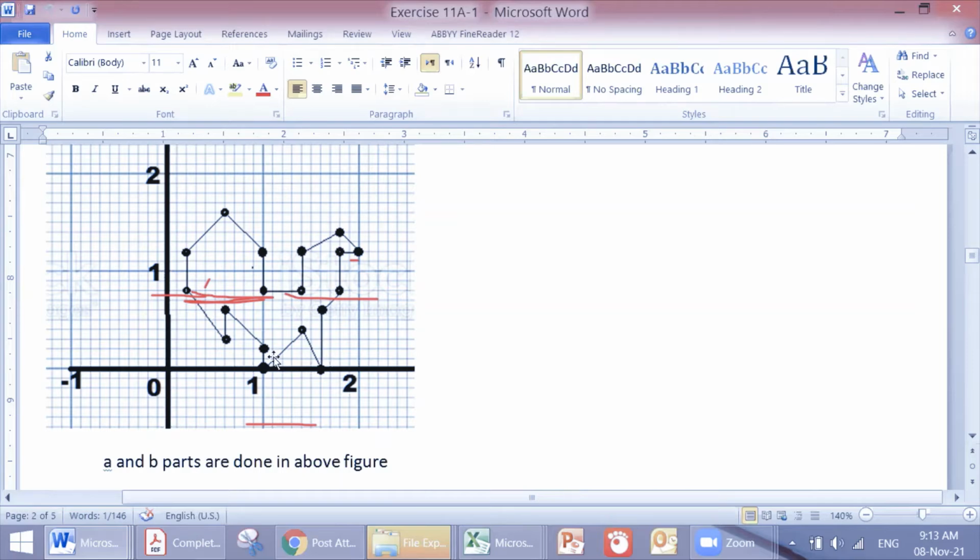Sir, you said that you use graphs. No, I am using the paint graph. The paint tool I am using. I don't have any graph paper. I am using it on the paint tool.